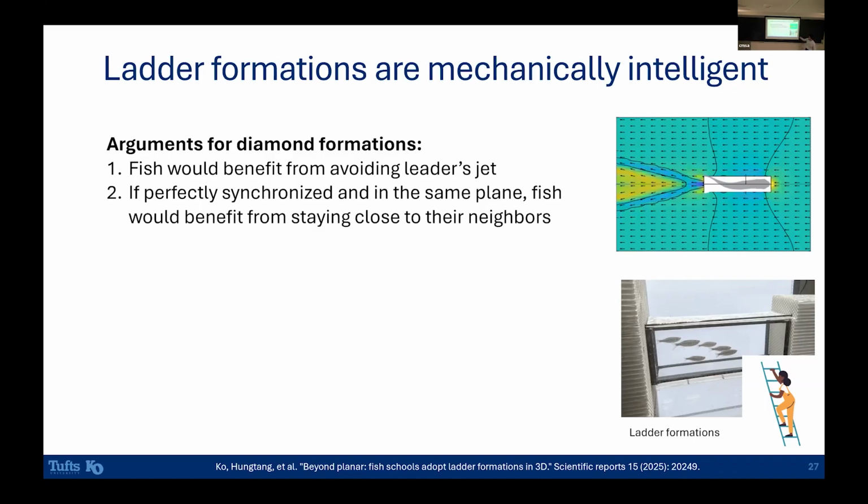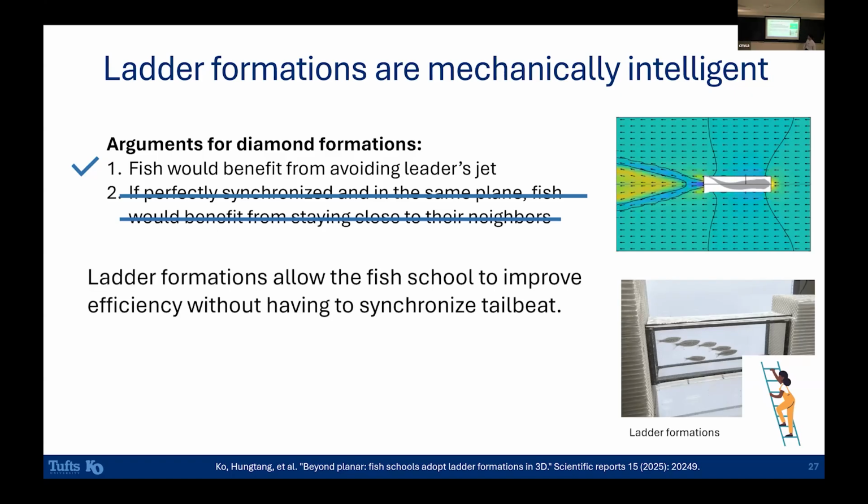The second argument of the diamond formation is that the fish, if they're perfectly synchronized, then they can save energy. But being vertically staggered, fish also benefit from avoiding the leader's jet because you're staggered. You don't get the benefit of being perfectly synchronized and exploiting the vortices per se, but it also relieves the requirement of synchronizing with one another. So we think that this is a way for the fish school to improve efficiency without having to synchronize their tail with their leaders, because very easily you can think of a cascading effect.